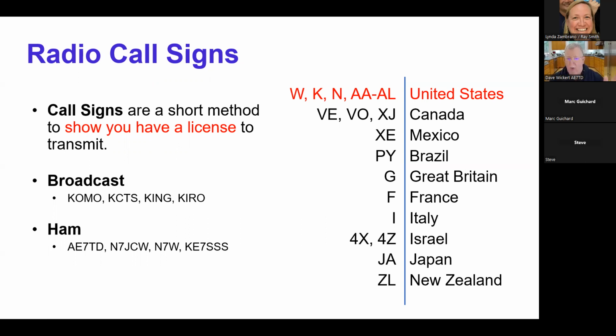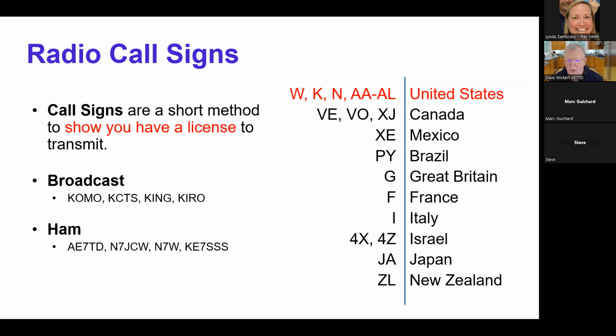So these are all call signs, and call signs are a way of uniquely identifying transmitting agencies within the world. Every ham radio operator has a unique call sign. My call sign is AE7TD. There is no other person in the world that has the call sign of AE7TD.